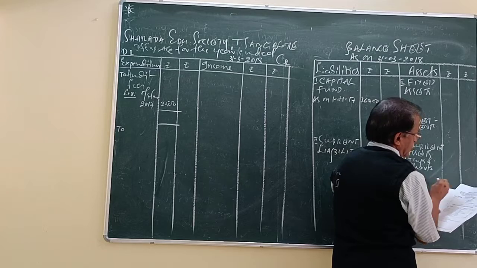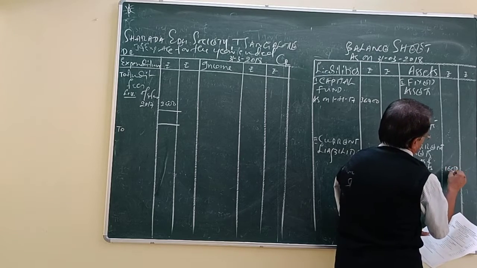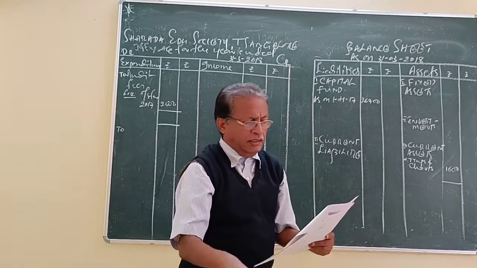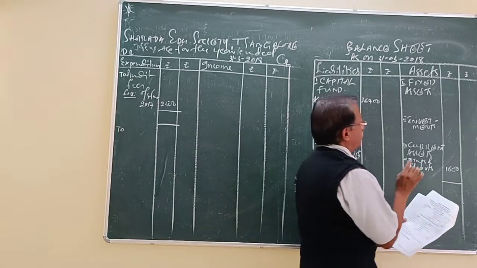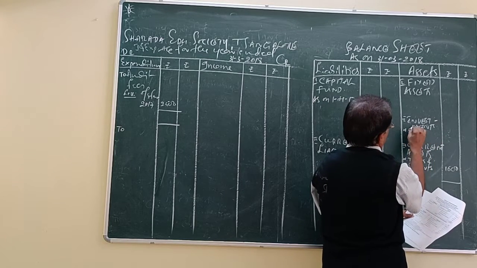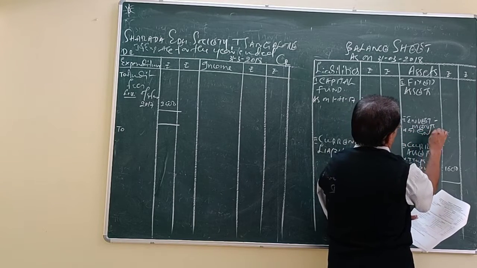Inner column, 1,600. There is one adjustment. You have to show 1,600 in the inner column. 5% government bond. It is the investment. It will be shown in the balance sheet under the heading investment.